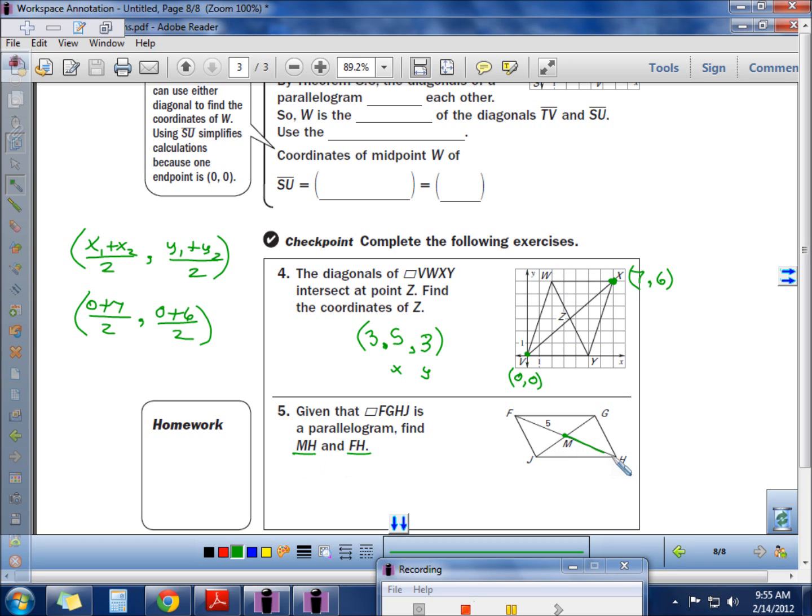Good. Last one's finding these 2 values, MH and FH. MH is right here. It's part of this diagonal. If this half of the diagonal is 5, then MH is also 5. FH would be the whole length. 5 plus 5 is 10 units.